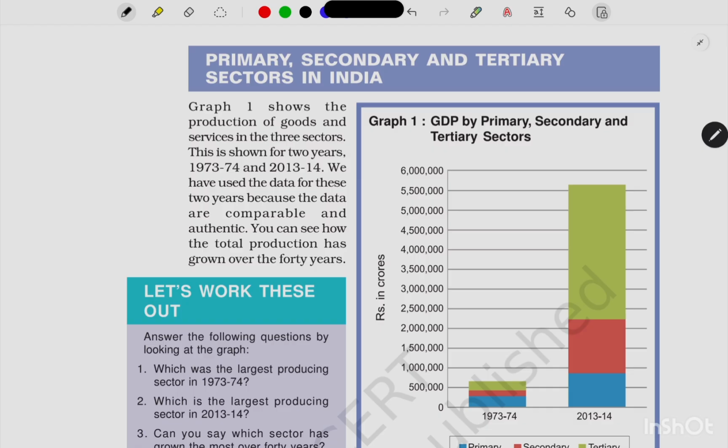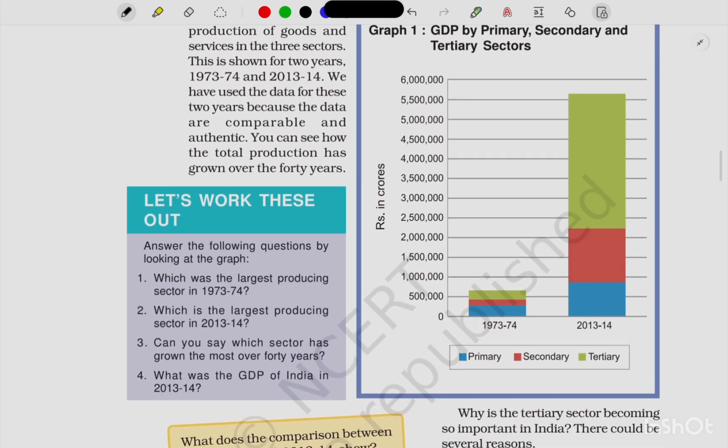Primary, secondary, and tertiary sectors in India. Graph 1 shows the production of goods and services in the three sectors. This is shown for 2 years, 1973 to 74 and 2013 to 14. We have used this data for these 2 years because the data are comparable and authentic. You can see how the total production has grown over the 40 years.